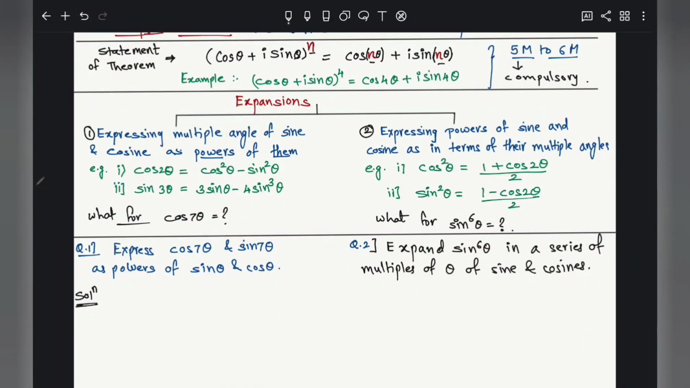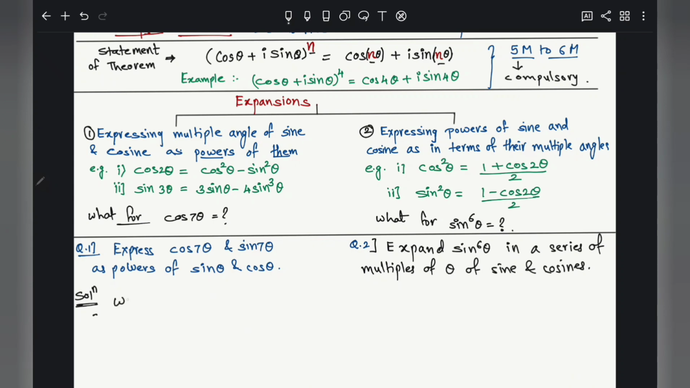So here we have taken the examples for both the expansions. One I have written as expressing sin theta, cos 7 theta and sin 7 theta as powers, and on the other side I have written sin raised to 6 theta as a multiple angle. So let's compare them and do it quickly. Let's start with question number 1. The solution is very easy to start with.